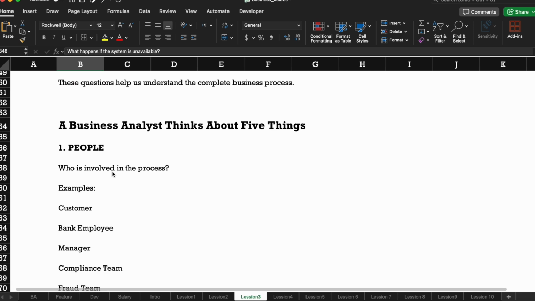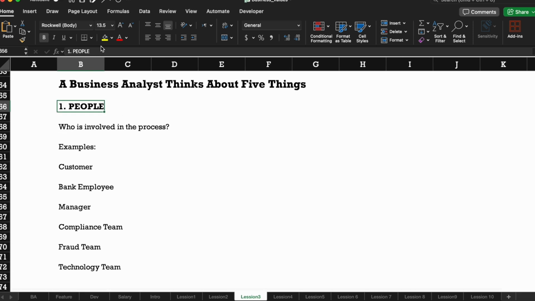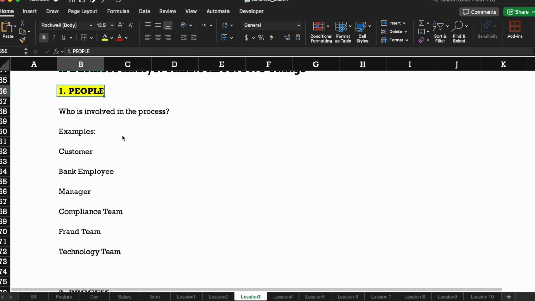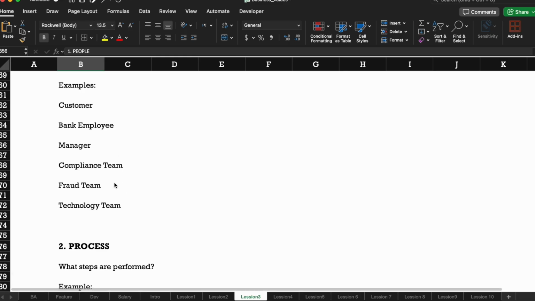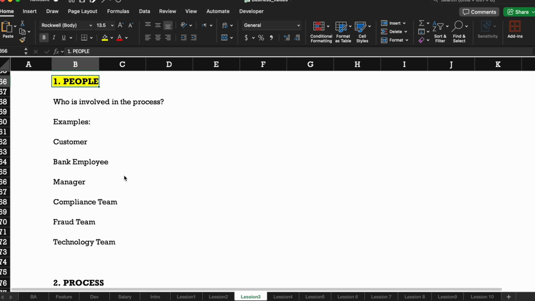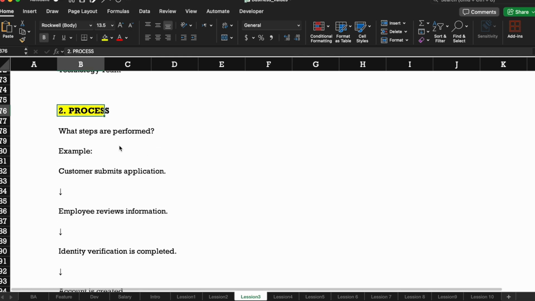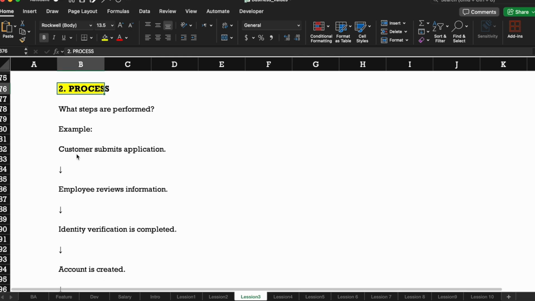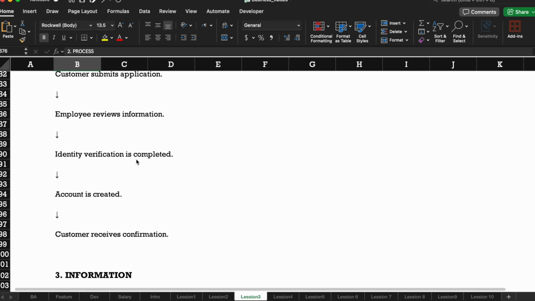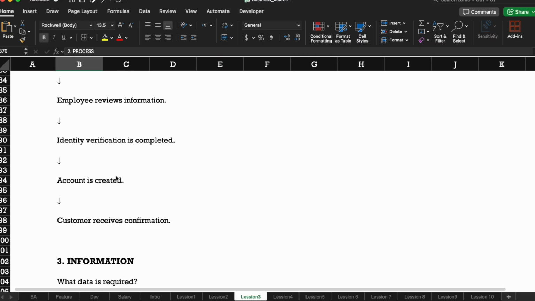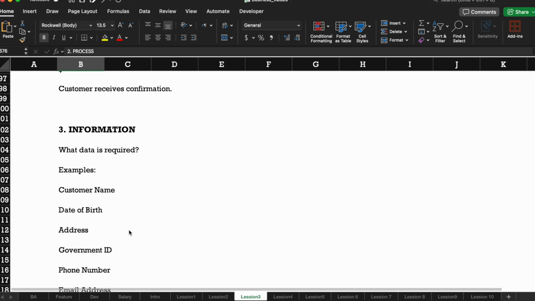Next, a business analyst thinks about five things. People: who is involved in the process, for example the customer, bank employee, manager, compliance team, fraud team, technology team. Second is process: what steps are performed, for example the customer submits an application, the employee reviews information, identity verification is completed, the account is created, and the customer receives confirmation.